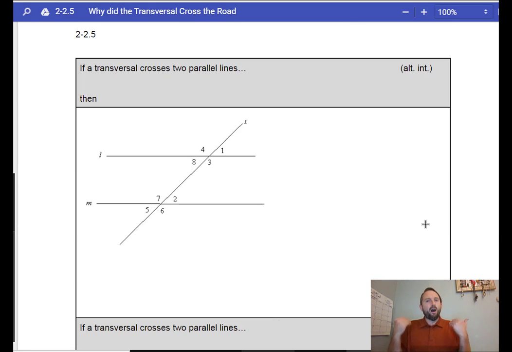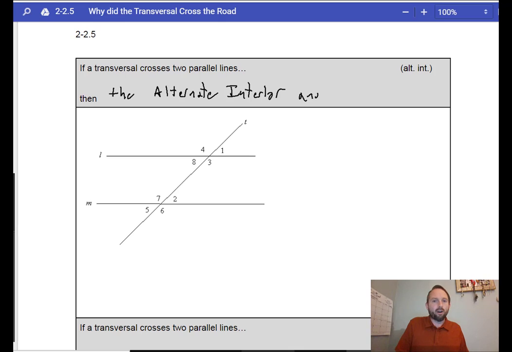So, alternate interior angles. If a transversal crosses two parallel lines, then the alternate interior angles are congruent.